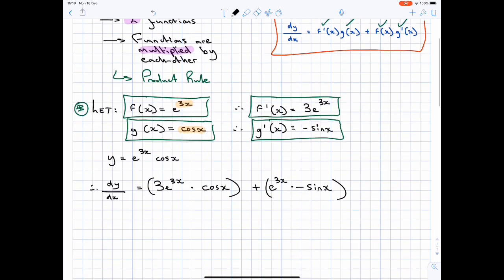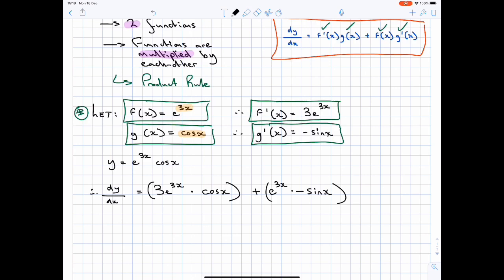And just to initially tidy this up, instead of just putting the times, we could just leave that out. So we've got 3e to the 3x cos x. And what we could do here is, like you could see, we've got a minus sign, but we could just take that in front. So plus times a minus would be a minus. e to the 3x sine x. And that is a much better way of writing it initially, where you've just got a minus in the middle of the expression.